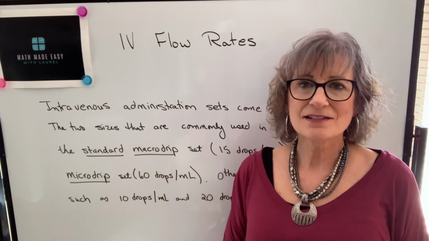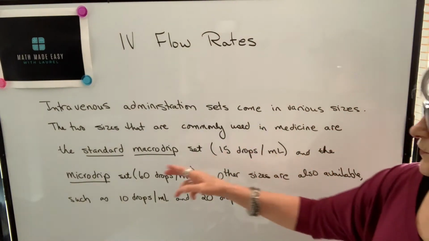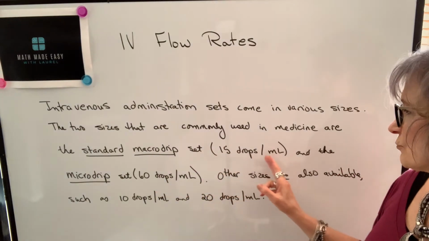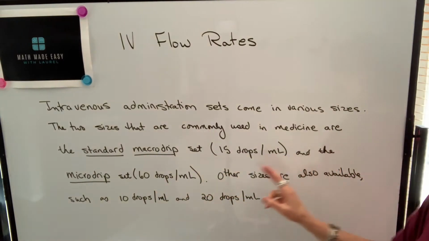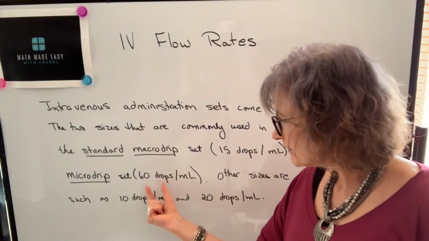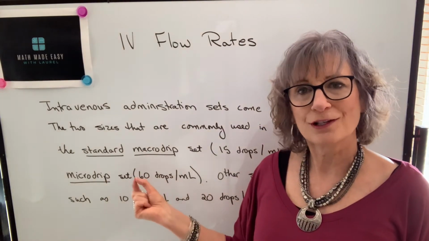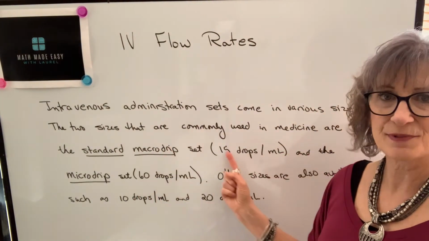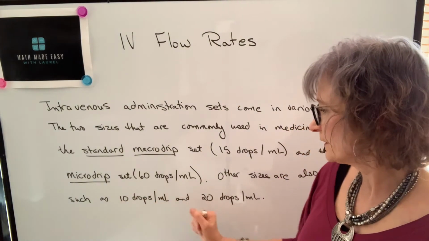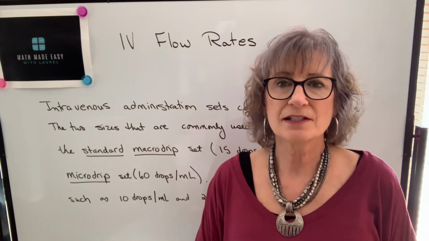There are different sizes of IV sets that could be used. In medicine, the two most common are what's called the standard macro drip set, which is 15 drops per milliliter, and the micro drip set, which is 60 drops per milliliter. So because there's 60 drops in a milliliter in the micro drip set, the drips are a lot smaller than in the macro drip set. But you could see other sizes as well, 10 drops per milliliter, 20 drops per milliliter, and so on. It's important to know the size of set that you'll be using.